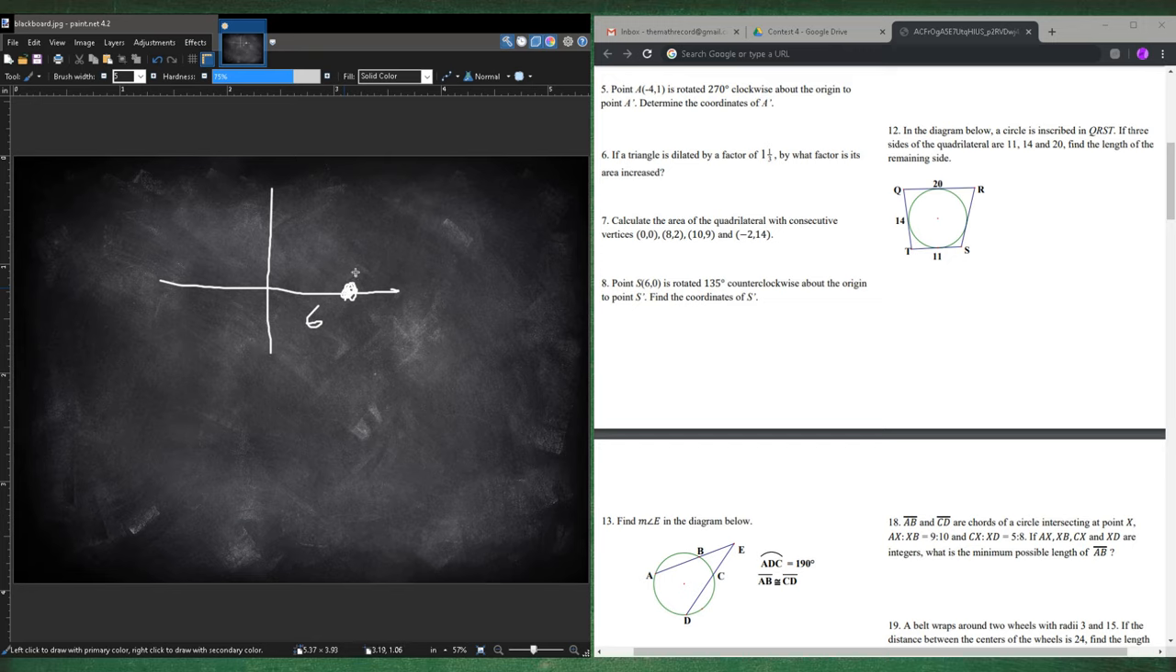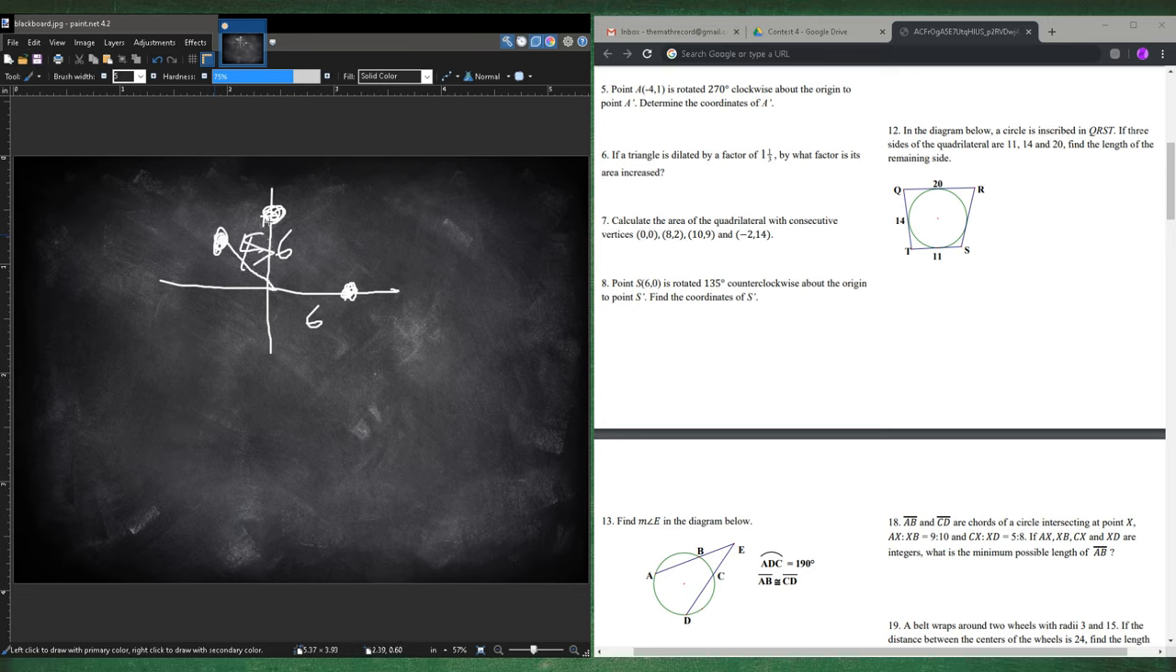So if you had to go 90 degrees counterclockwise, you're going to end up right here at 0, 6. And then you're going to have to move 45 degrees, so you're going to be somewhere here, because 90 plus 45 equals 135. So you've got to be somewhere right here. So you just have to find that coordinate where it's 45 degrees.